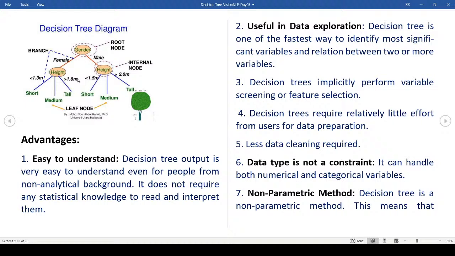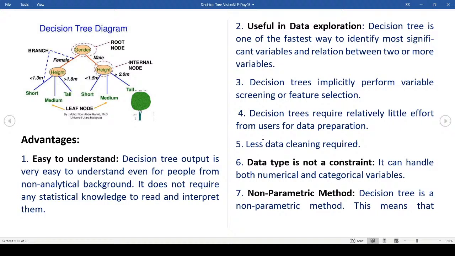And it implicitly performs variable screening or feature selection. Without the help of a machine, you can clearly split into two or three different groups. And it requires little effort from the user for data preparation. We don't have to do a lot of data preparation, like finding null values, feature engineering, data exploration, maybe visualization. So the data cleaning is very less here.